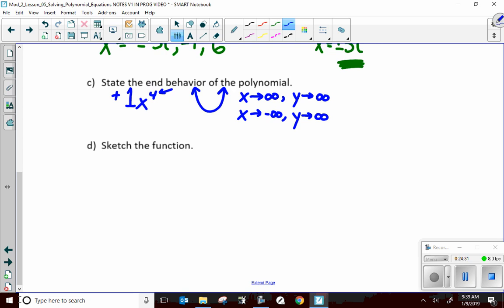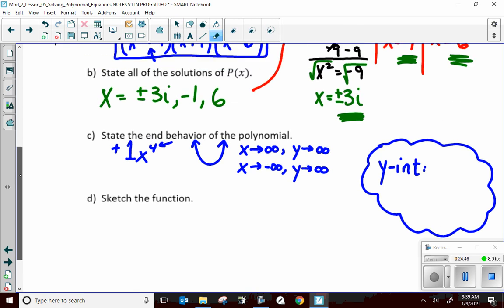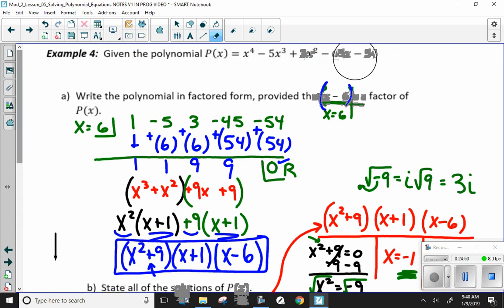Now, if they want me to sketch the function, they should really ask you for the y-intercept, because that's one more thing that's going to help us make this a little bit more accurate as we sketch. Now, again, I'm going to look at my original function. To find the y-intercept, we set every x equal to 0. There's actually a shortcut way to do this.